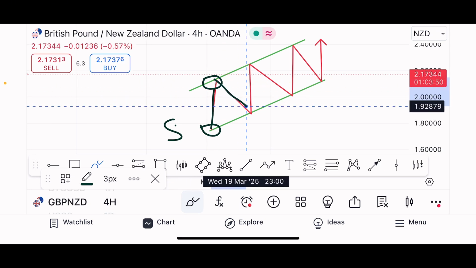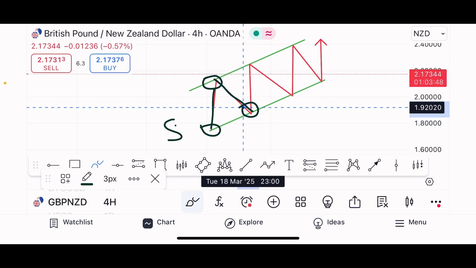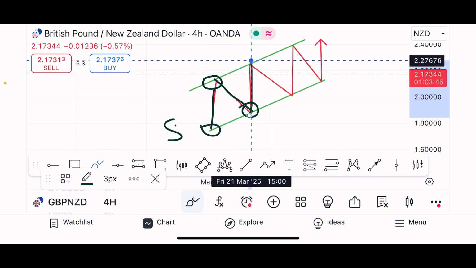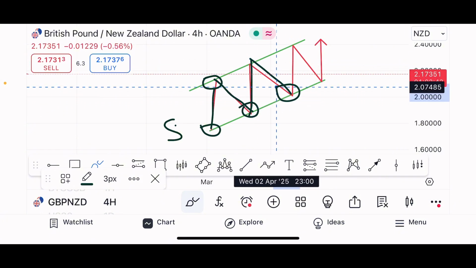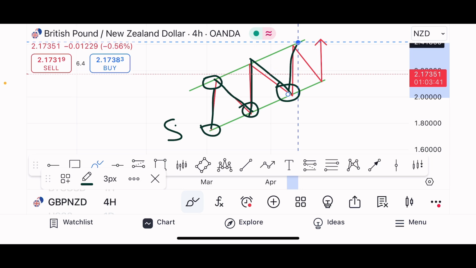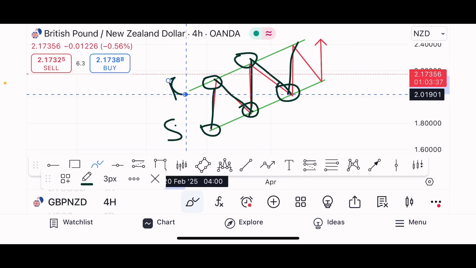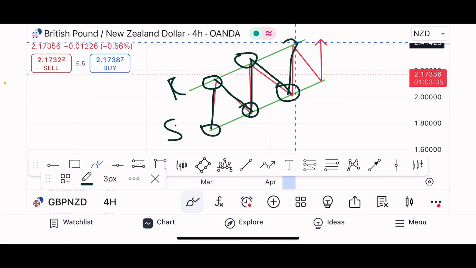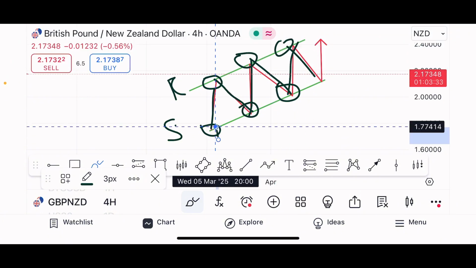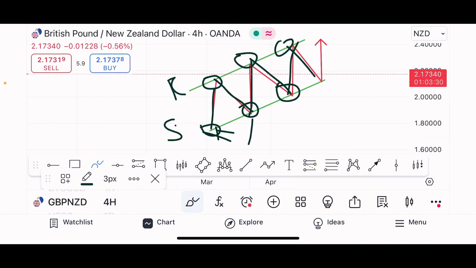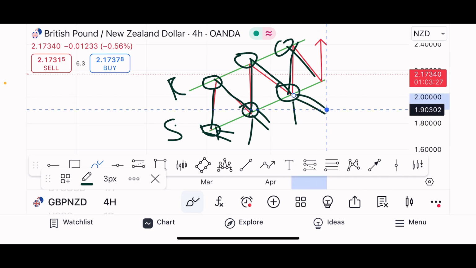Then once the market reaches back down here, we go in for entries again. Once it reaches the support, we go in for entries, and we exit at the resistance. This is the resistance. We buy at the support and we exit at the resistance. This is exactly where we buy. We buy here, we buy here.